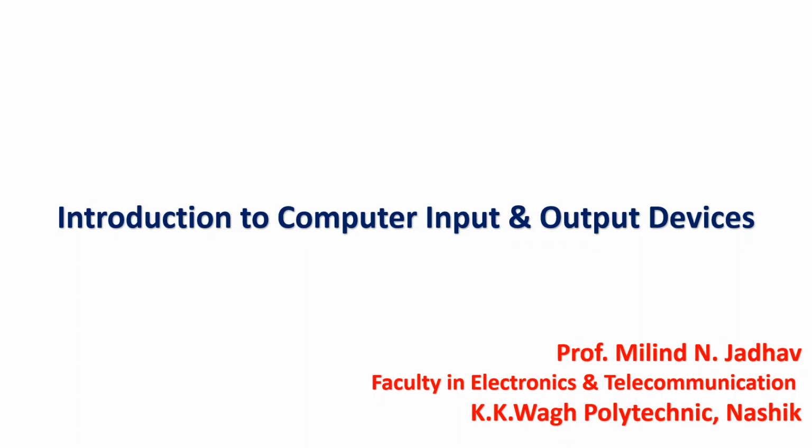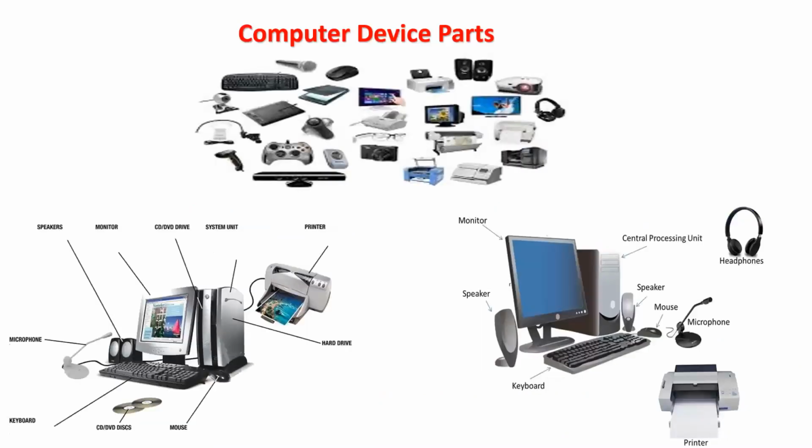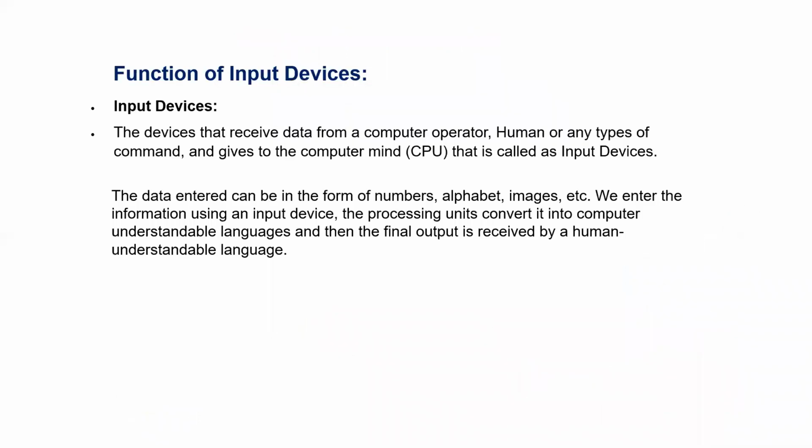Today we will take a short introduction to computer input and output devices. Now what is the meaning of input devices and output devices? We can observe here the different computer parts. You can say the parts may be monitor, CD drive, system unit, printers, speakers, keyboards and so many things. But what is the meaning of an input device and what is the meaning of an output device? We'll go into detail now.